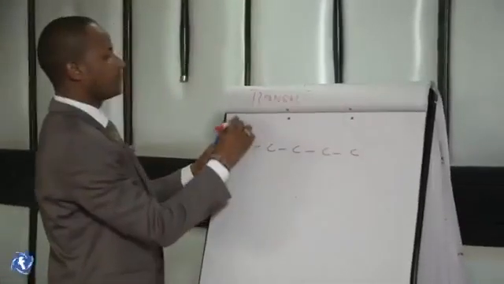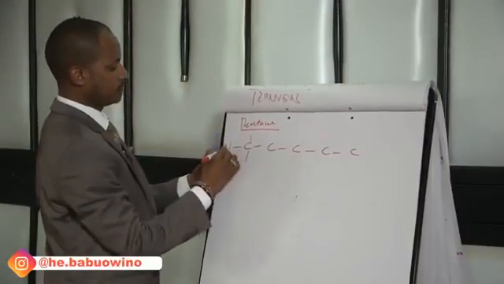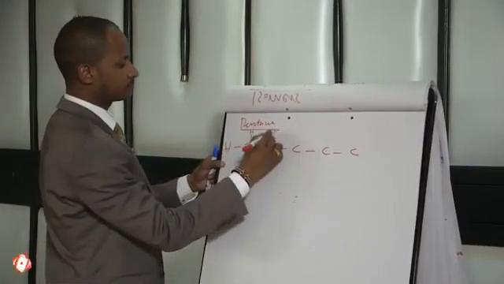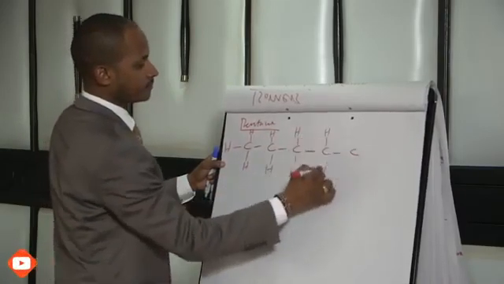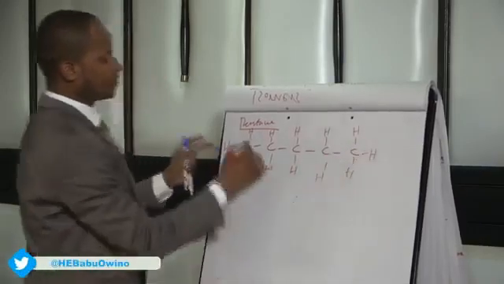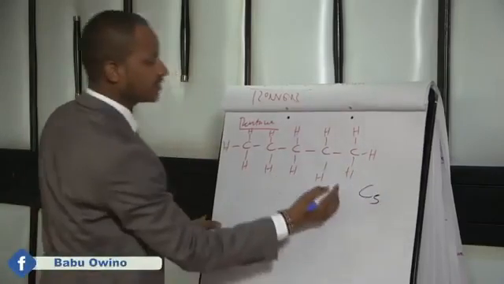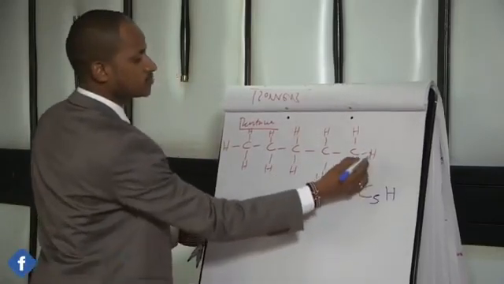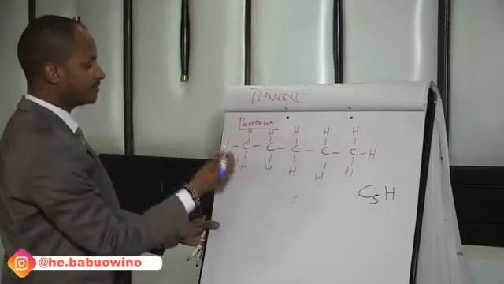Another example, if you want to do for pentane, this is the structure for pentane. So pentane here has 1, 2, 3, 4, 5. C are 5, and hydrogens are how many? Hydrogen atoms 1, 2, 3, 4, 5, 6, 7, 8, 9, 10, 11, 12.